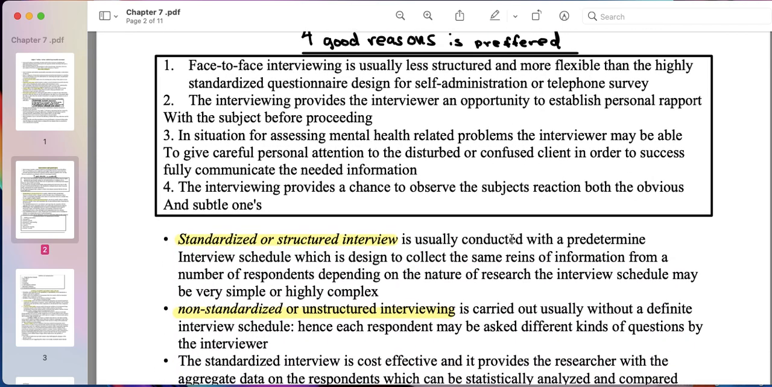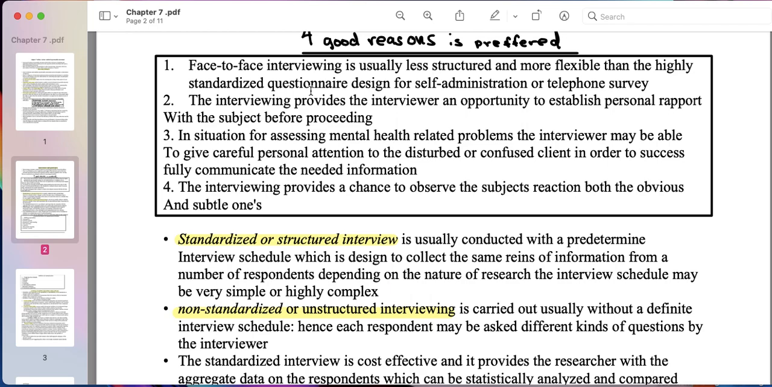These are the four good reasons why face-to-face interviewing is preferred. The first one is that face-to-face interviewing is usually less structured and more flexible than the highly standardized questionnaire designed for self-administration or telephone survey. Our second one is that the interview provides the interviewer an opportunity to establish rapport with the subject before proceeding.